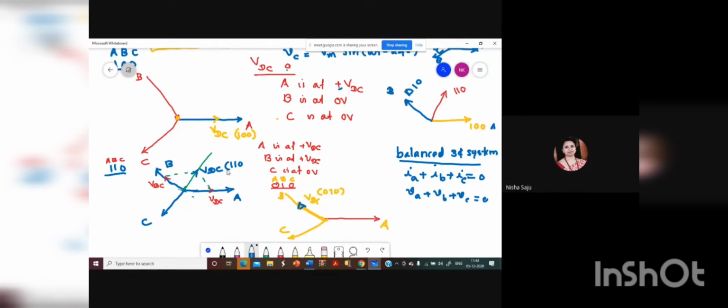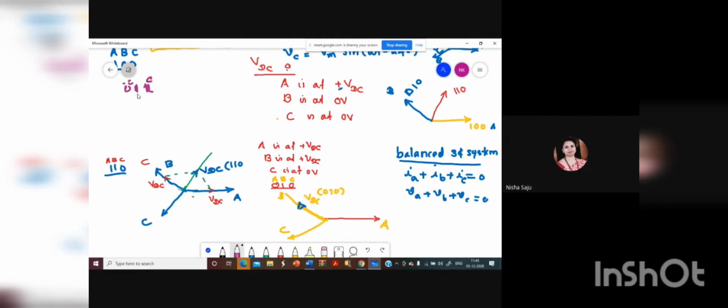Suppose you are moving on to 0, 1, 1. Can anyone draw 0, 1, 1? How are you getting that voltage vector 0, 1, 1? Can anybody say, 0, 1, 1 means A is at 0 volt, B and C are at? So you are having 0, 1, 1, right? Yeah, 0, 1, 1. So this is A, this is B, and this is C. Definitely A is at 0 volt, B is at plus VDC, C is at plus VDC.